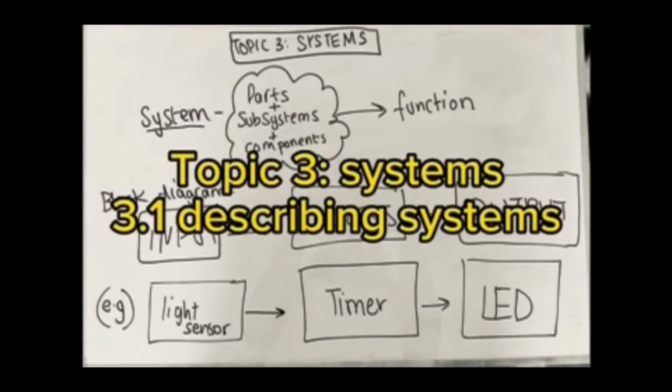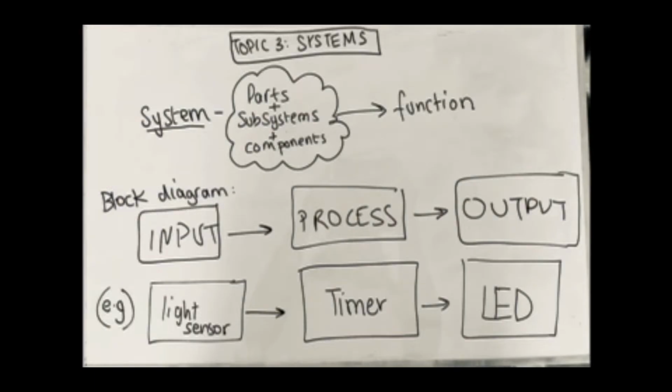Topic 3, systems. A system is a collection of parts, subsystems, and components, and they all work together to achieve an outcome or a function. Now, systems can be represented by what we call a block diagram. Block diagrams are used to represent the three key components of any system. You have the input, the process, and the output.